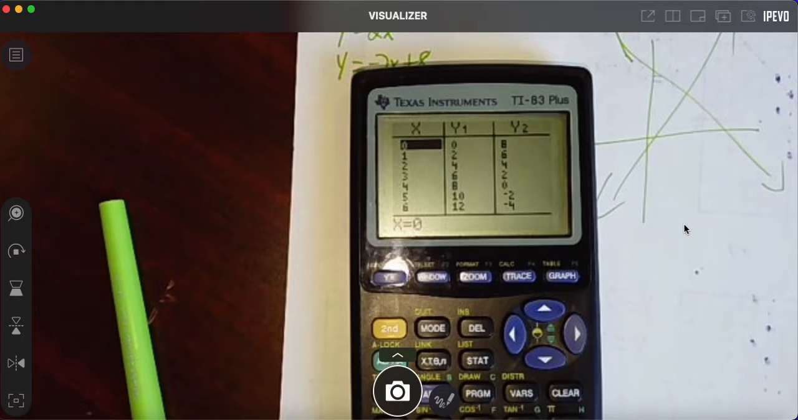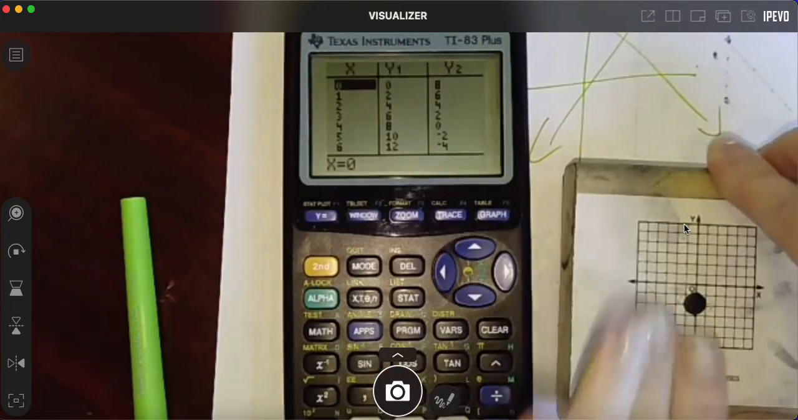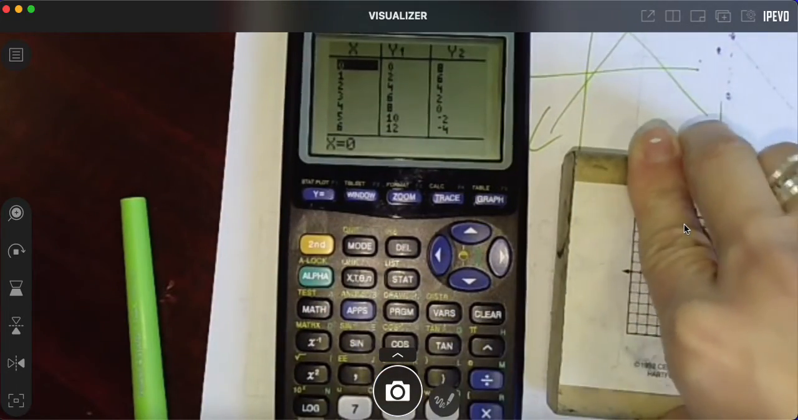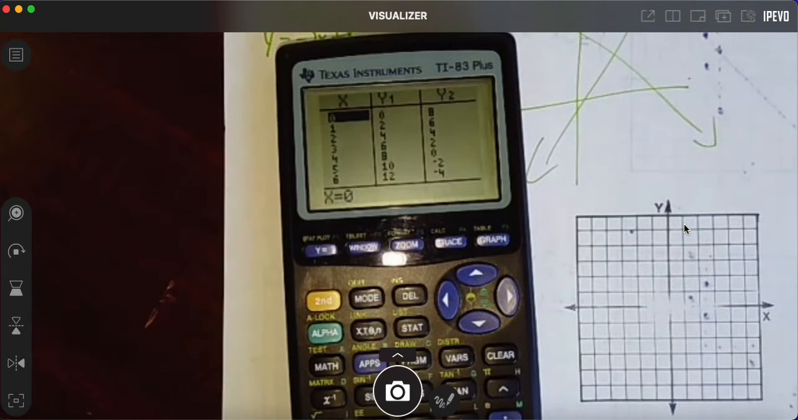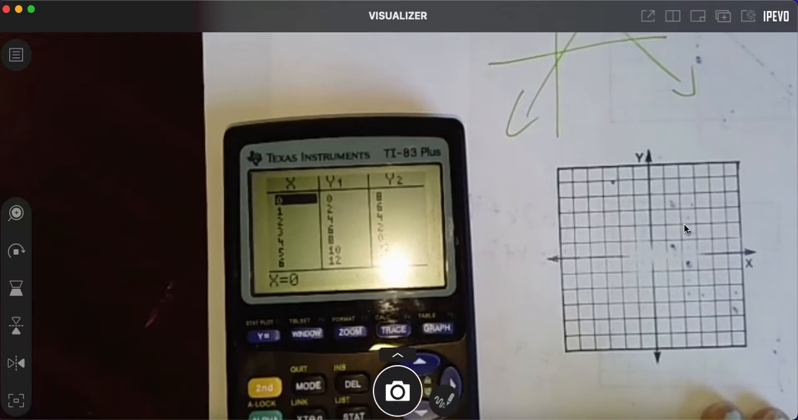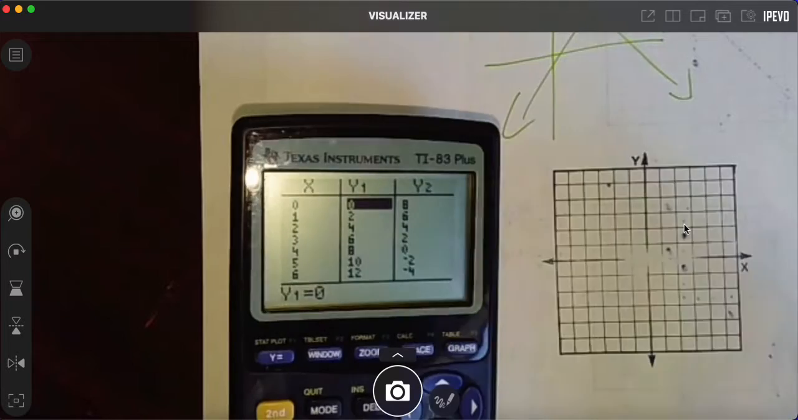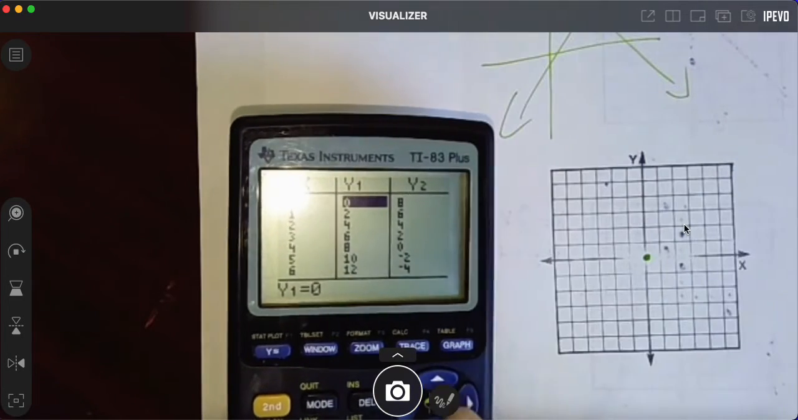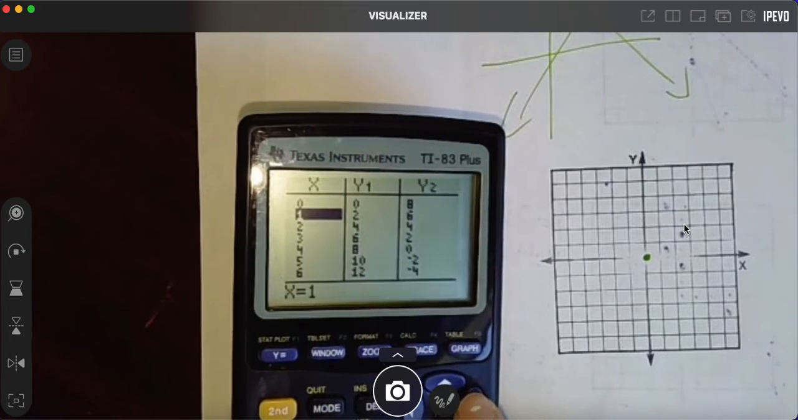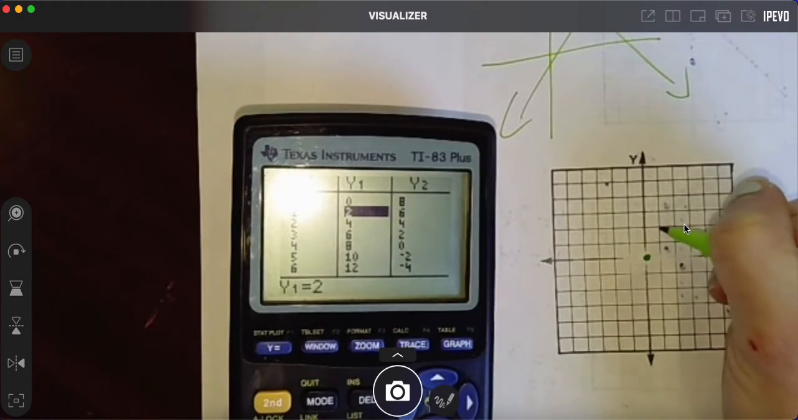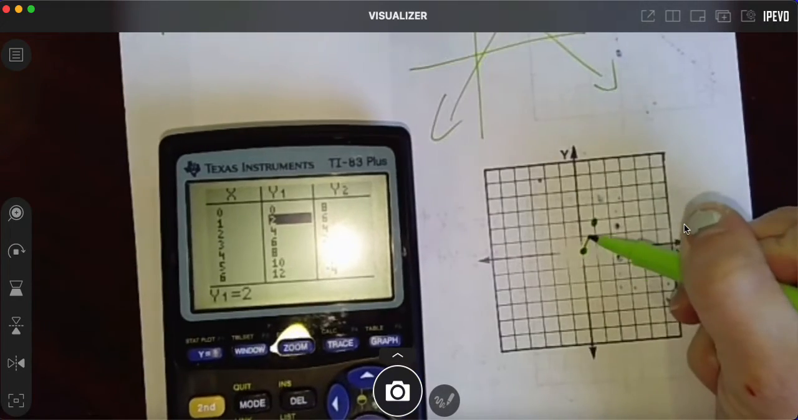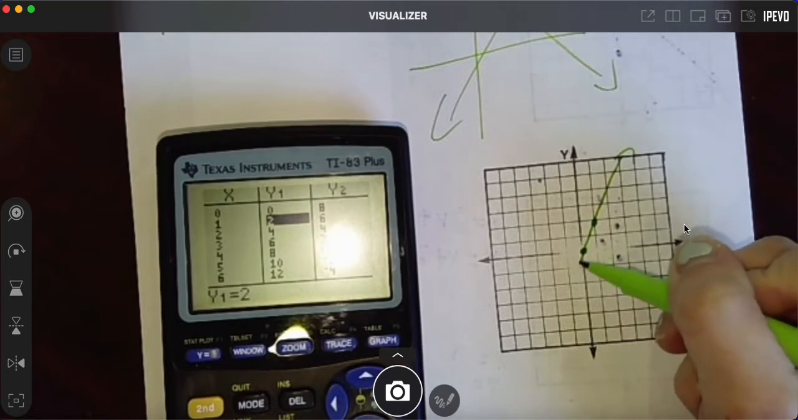The way to do this is, see how they have y1 and y2? That means your first equation and your second equation. So you could graph both of them. I don't care what values you pick. You don't have to use this. Let's see. If x is 0, y is what? 0. I'll plot that point. And then let me plot one more. If x is 1, what's y? 2. Okay, I'll plot that point. And then I'll draw my graph.